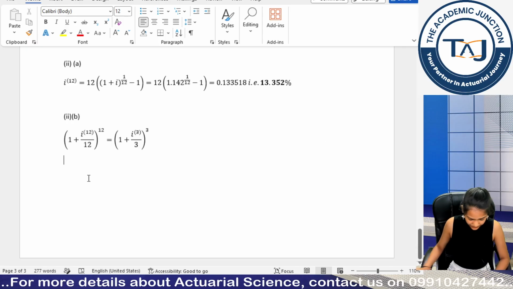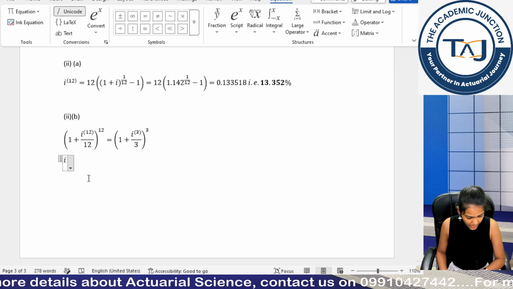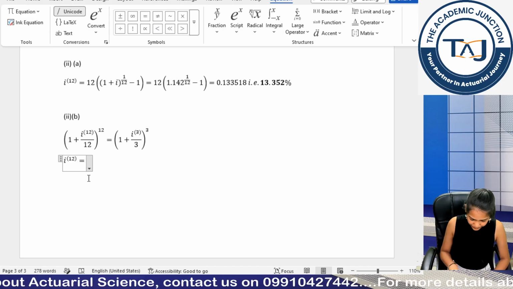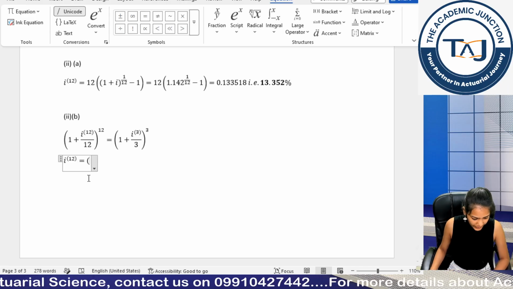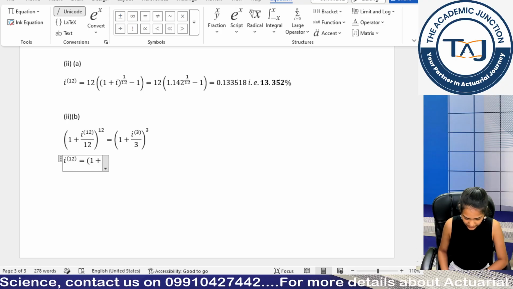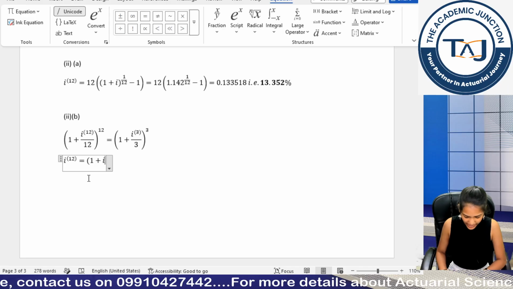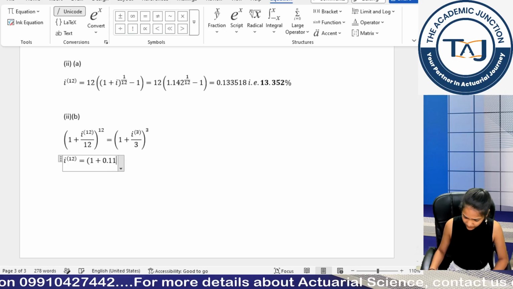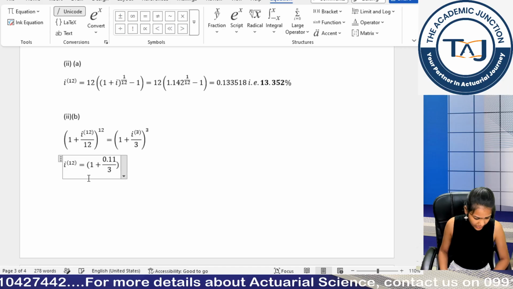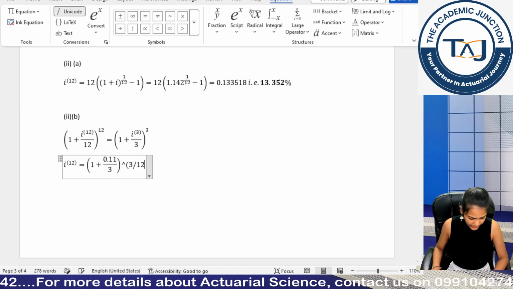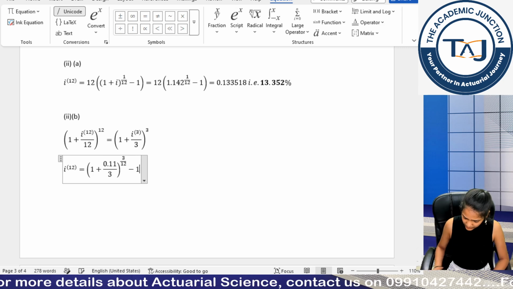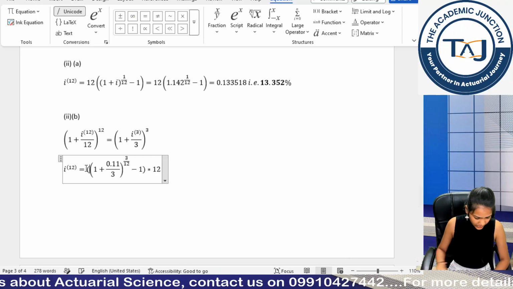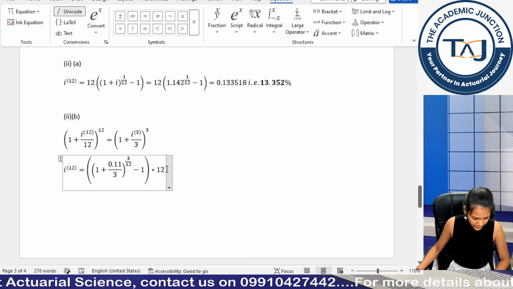So we get i to the power (12) equal to 1 plus, putting in the value of i3, 0.11 by 3 bracket raised to the power 3 by 12 minus 1, and this whole multiplied by 12. Now here a bracket is missing, so let's insert this bracket.